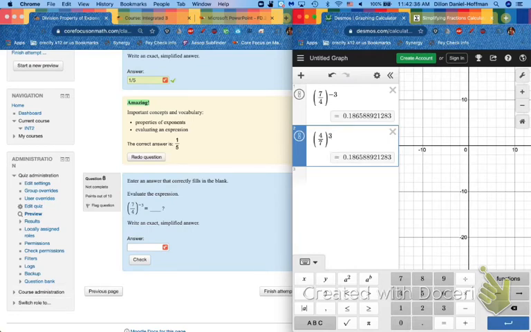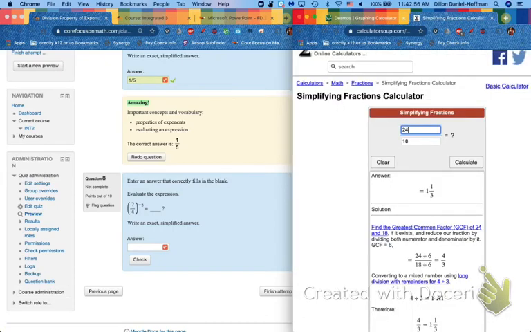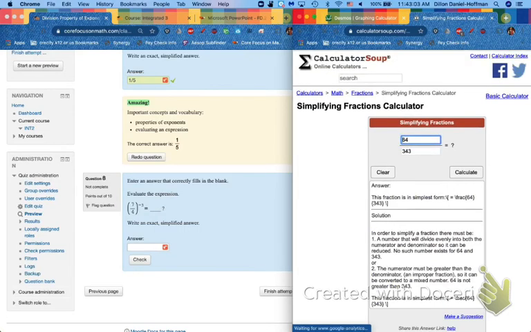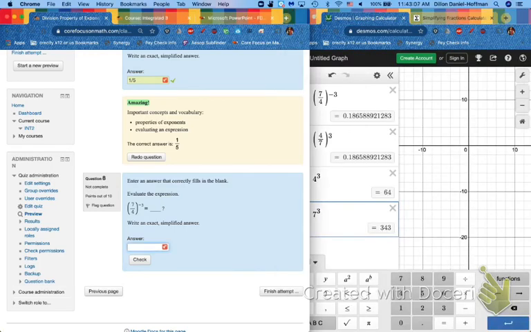I want a fraction. So here's what you're going to need to do for this. You're going to need to separately figure out what 4 to the third is, and then separately figure out what 7 to the third is. 64 out of 343. 4 to the third, 7 to the third. Now I could check in my calculator to see if that reduces. 64 out of 343. Pretty sure it doesn't, but maybe it does. Nope, it's in simplest form. And then you write that.